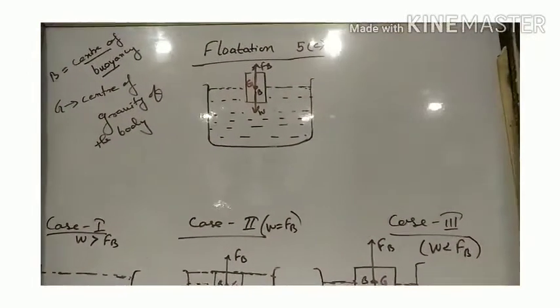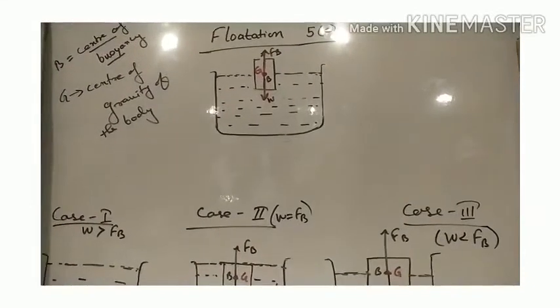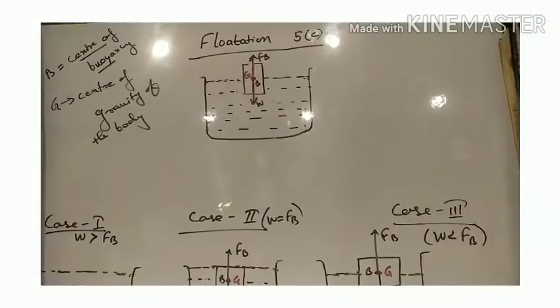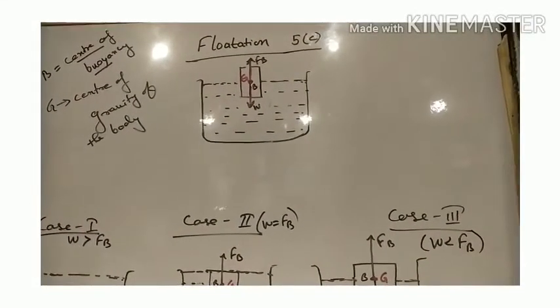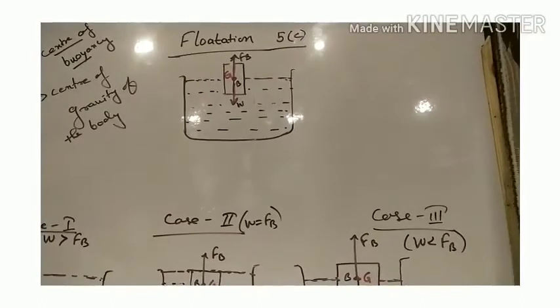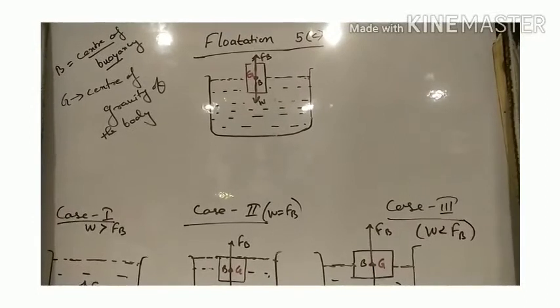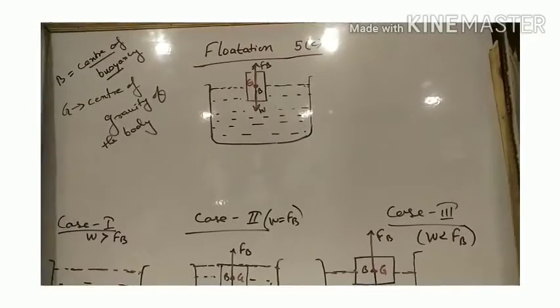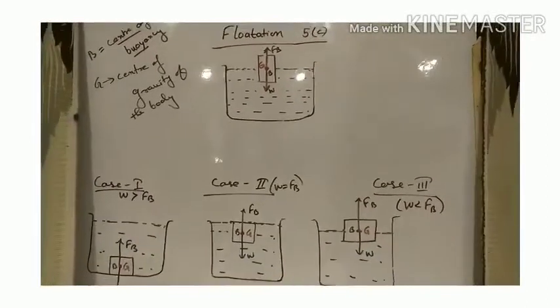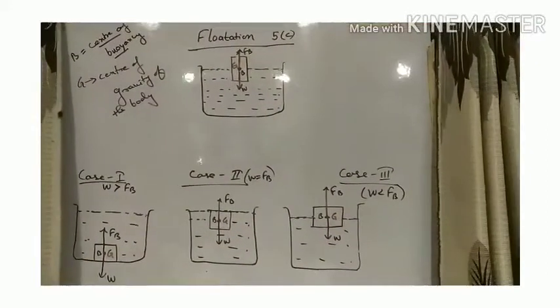The second force is the upthrust, denoted as Fb, of the liquid acting vertically upward through the center of buoyancy B, that is the center of gravity of the displaced liquid. This upthrust is equal in magnitude to the weight of the liquid displaced. This force has a tendency to make the body float.